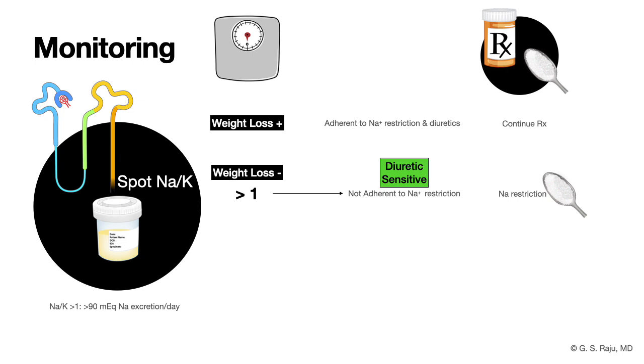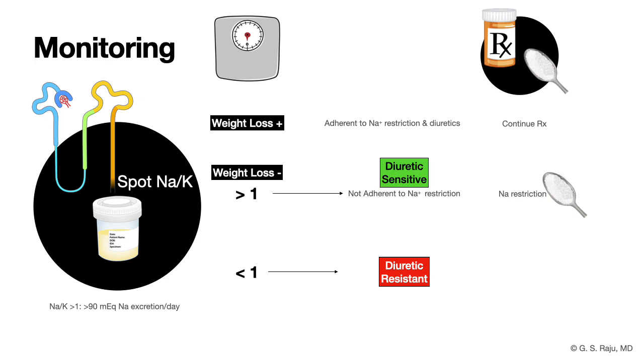On the other hand, if you have a patient with weight loss and their spot sodium potassium ratio is less than 1, that means that particular dose of diuretic that the patient is on, 100 milligrams of spironolactone, 40 milligrams of furosemide, that dose is not working. That is, there is resistance to that particular dose. And in that case, you still have room. You can go up to 400 milligrams of spironolactone and 160 milligrams of furosemide. You have a long way to go.